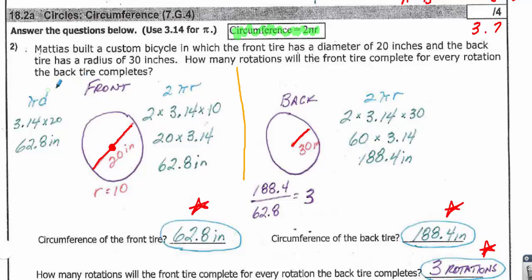If the diameter is given, you can do pi times the diameter, because that's what 2 times radius equals. Keep that in mind. If you have 2 times the radius, that's equal to the diameter. Radius halfway across, diameter all the way across. So his front tire has a circumference, because we're figuring circumference now, of 62.8. His rear tire, a circumference of 188.4.